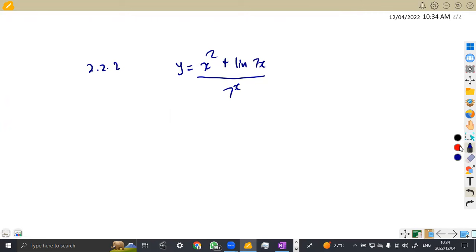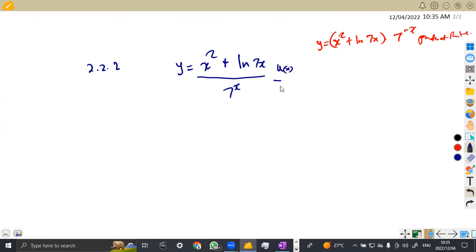If you want to apply product rule, then you are going to rewrite this expression as y is equal to x squared plus ln 7x in a bracket, times 7 to the exponent of negative x. By using this, you can apply a product rule if you want. But I'm just going to maintain it as it is.